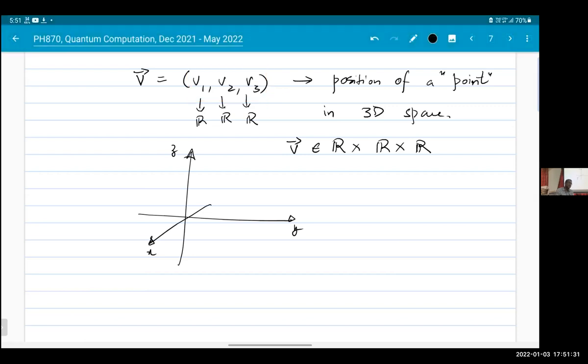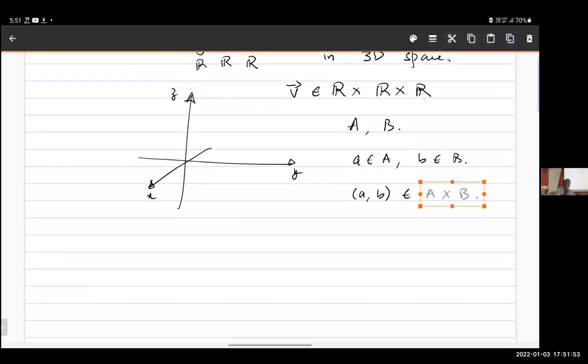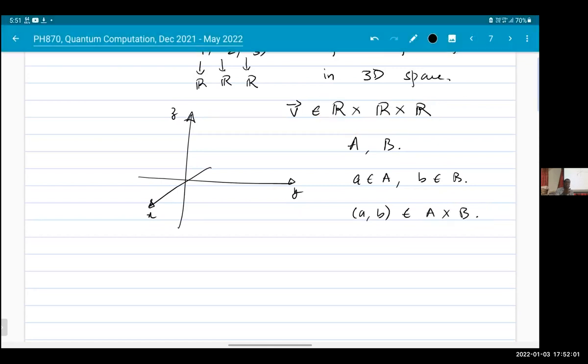So whenever you have two sets, set A and set B, and I can take elements of set A and elements of set B and put them together into one object, this is an element of A cross B. A cross B means the set of all pairs of objects with the first object from the set A and the second from the set B. So R cross R cross R means triples of real numbers. We would also write this as R cubed.